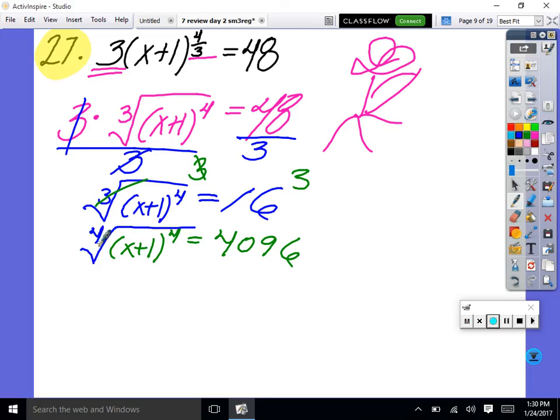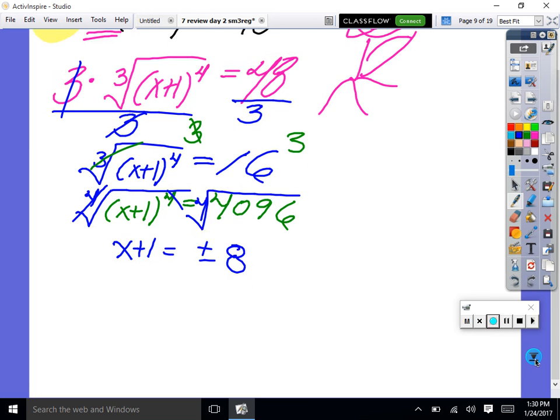Didn't we just take an even root? And we're not going to forget, when solving and taking an even root, we need the plus or minus answer. Root cancels out with power. We have x plus 1 equals plus or minus. I want to make sure you know how to type this into your calculator. 4, then hit math, then go down to the x root. So that's 8. Not only 8, but it's plus or minus 8. Because remember that a lot of us missed that.